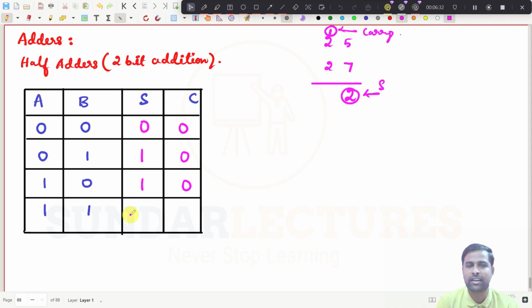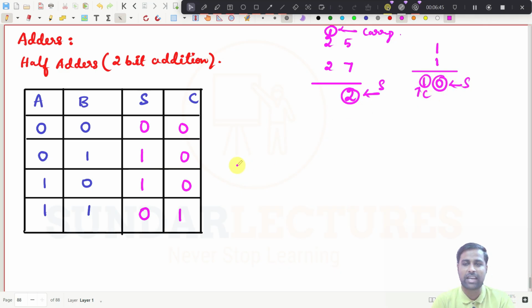And if I have 10 now, sum will be 0 and carry will be 1, right? If I have 1 plus 1, 10 is the answer, right? So this is sum, and this will be carry. This is how you need to write it down. So what you need to do now is simplify this. These two are the inputs, and this is one separate output, this is another separate output. What will you have now? I can straight away give you the values.